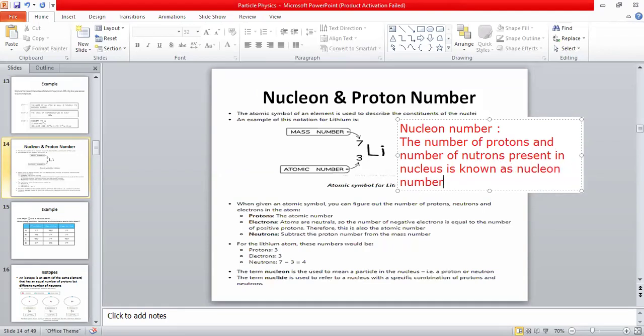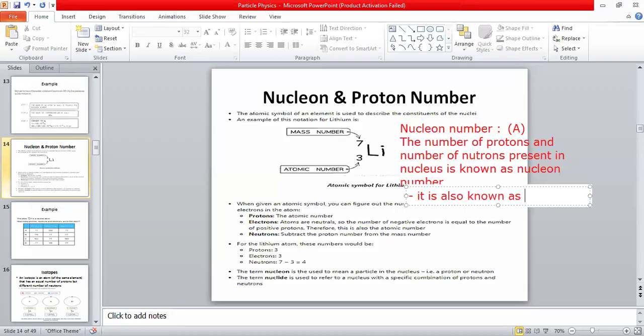And which letter do we use to represent the nucleon number? Nucleon number is represented by capital A, and it is also known as the mass number. इसको मास नंबर भी कहते हैं. Okay, nucleon number is also called the mass number as well. So you people are well aware of these terminologies. You have studied them before, but ये recap करवाना मेरा फर्ज है.